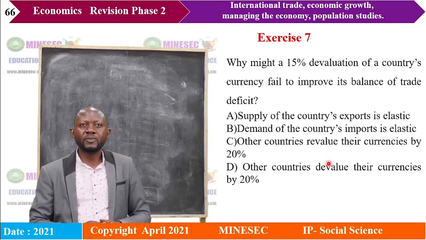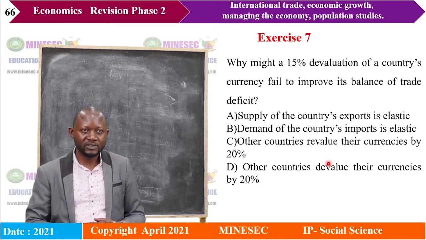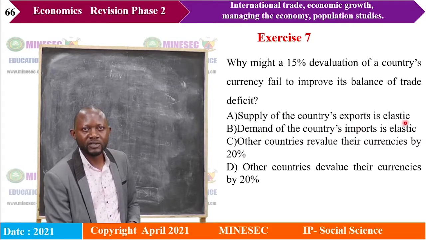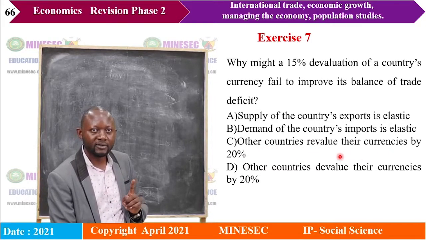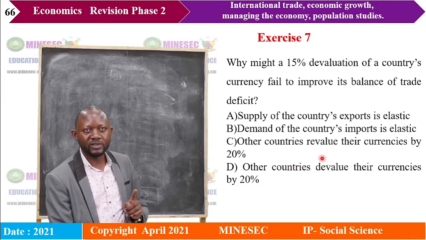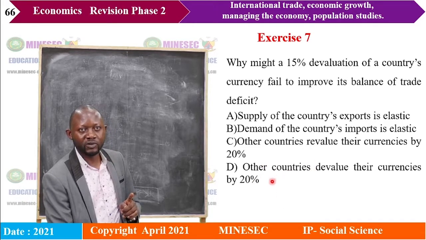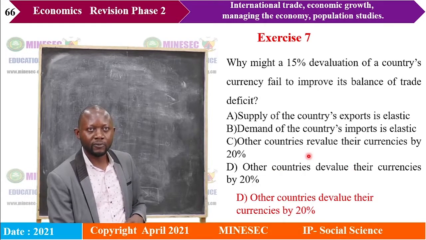Why might the 15% devaluation of the country's currency fail to improve its balance of trade deficit? Supply of the country's export is elastic. Demand of the country's import is elastic. Other countries revalue their currencies by 20%. Other countries devalue their currencies by 20%. The right answer here is D, because devaluation is only going to affect you when there is no retaliation.